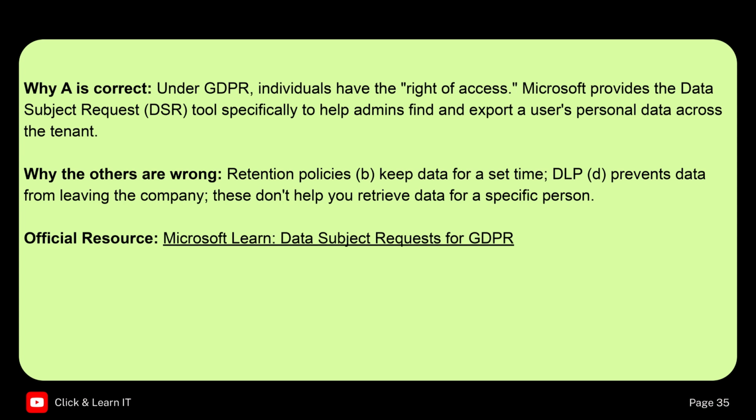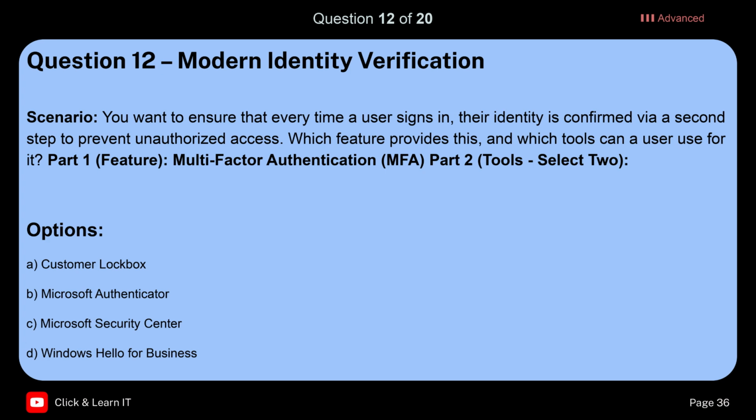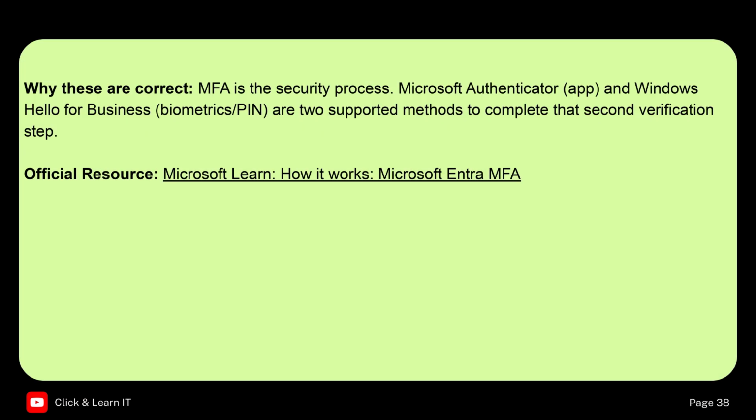Question 12. You want to confirm user identity via a second step using multi-factor authentication. Which two tools can a user use for this second verification step? Select two. The correct answers are B, Microsoft Authenticator, and D, Windows Hello for Business. These are two supported methods for completing the second verification step of MFA.